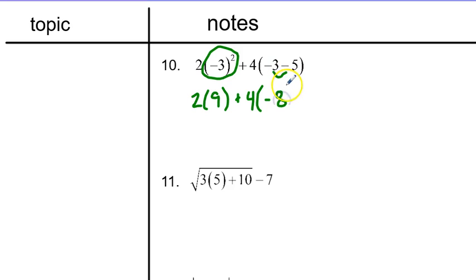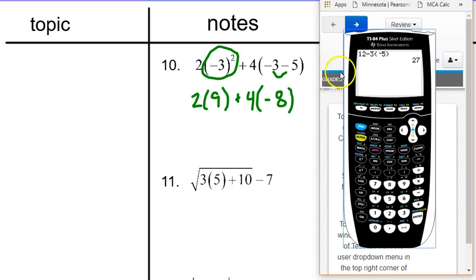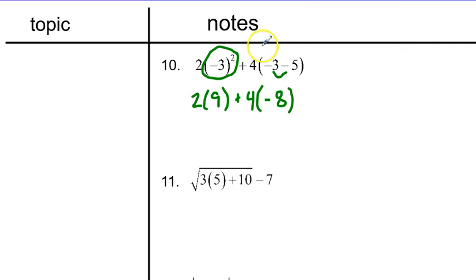Okay? Now, again, if you're struggling with those rules, or you forget, or you just want to make sure, we can always type into the calculator negative 3 minus 5, that's negative 8. I got it right. We're good to go. Now we can do our multiplication, because that comes before addition. So we're going to do 2 times 9, which is 18. And then bring down the plus sign. 4 times negative 8. Positive times a negative is a negative. 4 times 8 is 32. And then we can add those two together.